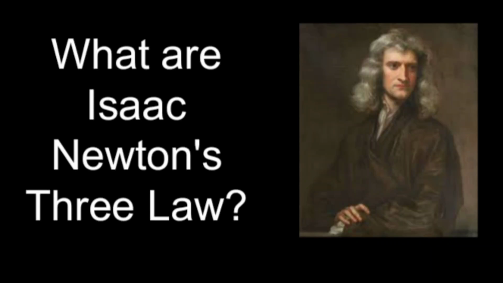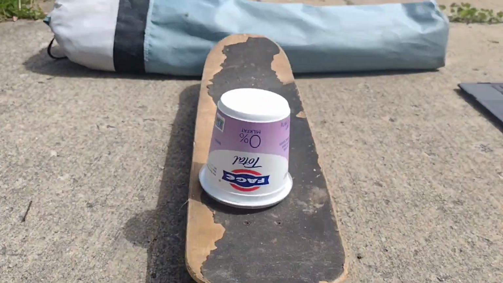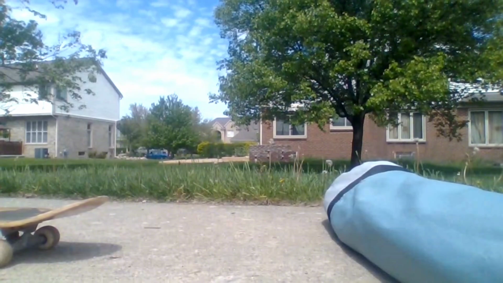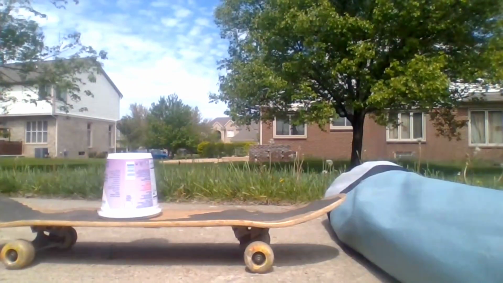What are Isaac Newton's three laws? Newton's first law is the law of inertia. An object is set on a skateboard and a force is causing it to move. Then the skateboard hits a barrier, causing the skateboard to stop moving, but the object keeps moving because of inertia.